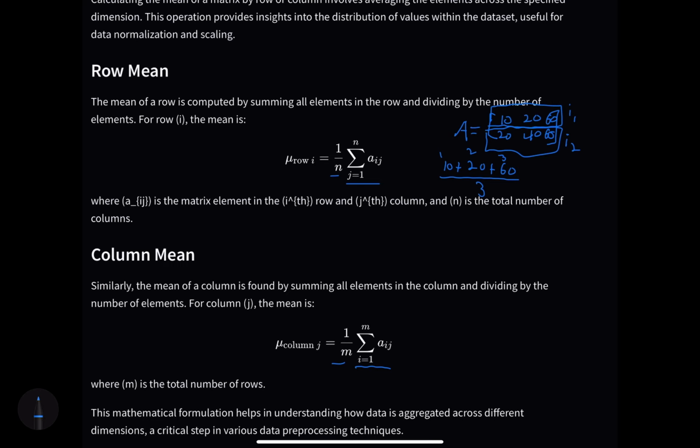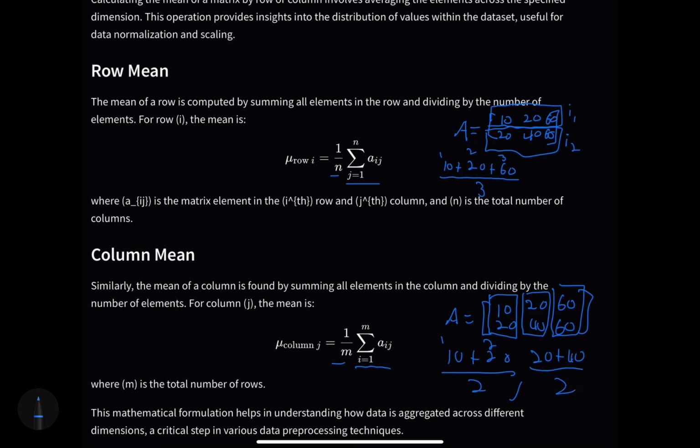If we had the same matrix and we wanted the column mean, we would basically first get our matrix 10, 20, 60, 20, 40, 60, and this time we'd take the columns. So this column, and this column. So for column A, we would take the sum of 10 plus 20 divided by 2 in this case, because now they have 1, 2. And we could continue on to the other values. So for example, this would be 20 plus 40 divided by 2 as well.